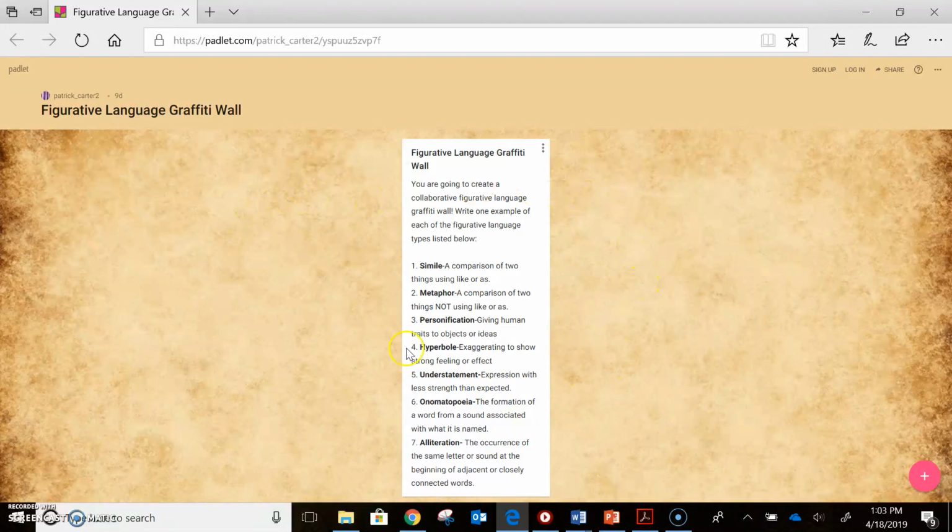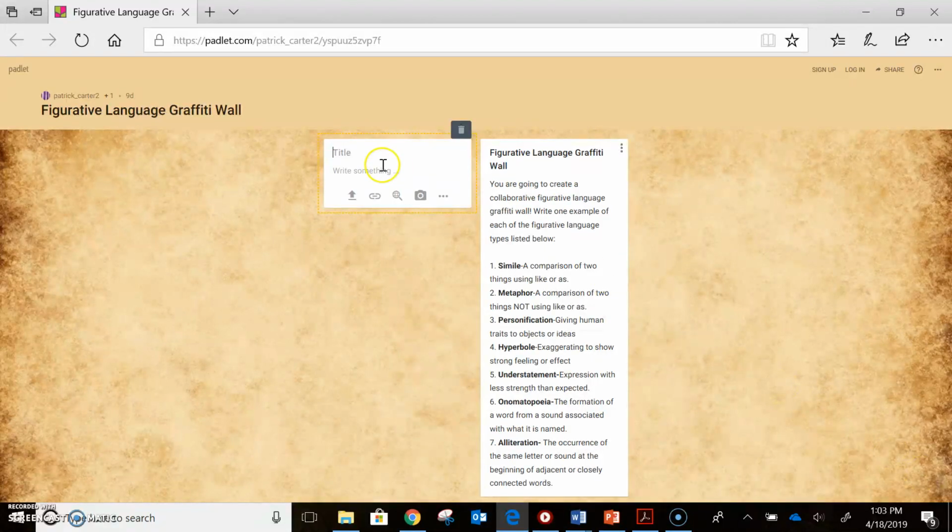This is what the figurative language graffiti wall instruction page looked like for the students. When the students opened up their class's blank page, they were then able to click on the Add Post button at the bottom of the page, type in their name, and then proceed to follow the instructions and write their own examples of figurative language. When the graffiti wall was complete, we had a whole set of examples for students to view and take a look at to help them review.